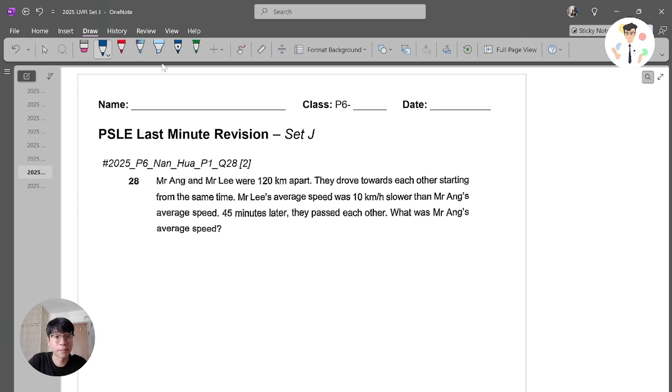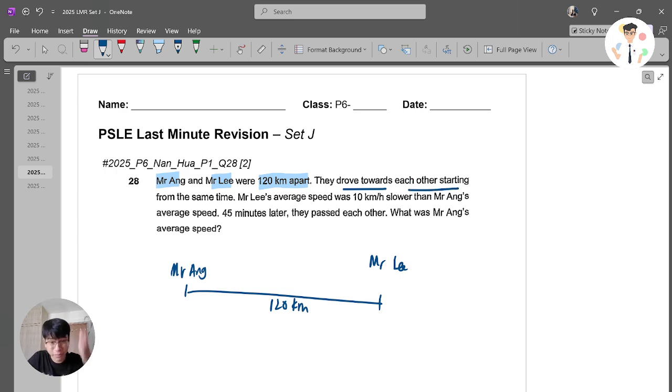Here it says that Mr. Ang and Mr. Lee were 120 km apart. So you just assume that Mr. Ang maybe is here, and Mr. Lee is over there. So this distance is 120 km. They drove towards each other starting from the same time, which means that one is going here, and the other is going here.